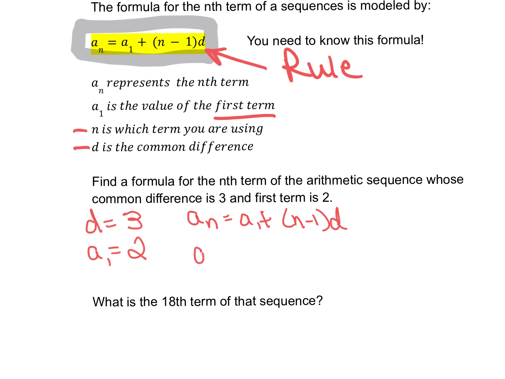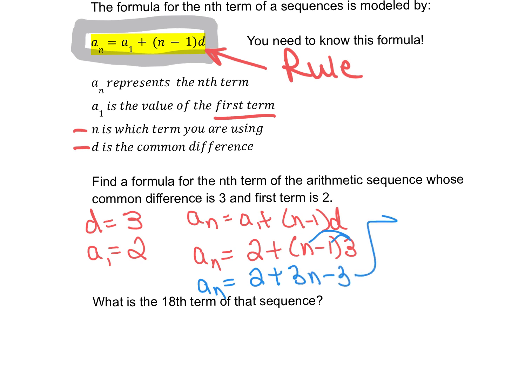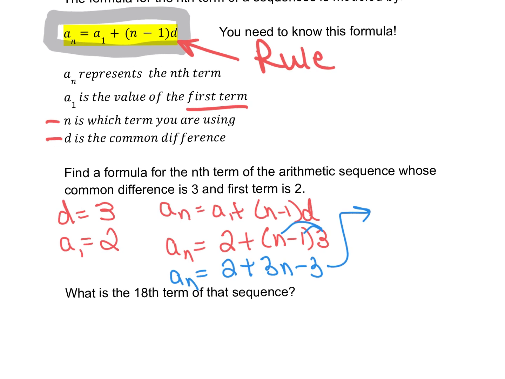So I know my first term is 2. I don't know anything about n, so I'm going to have n minus 1, and then my difference is 3. And to simplify it, I'm going to distribute that 3 into my parentheses. So I'm going to have a sub n equals 2 plus 3n minus 3. And when I combine my like terms, my rule is a sub n equals 3n minus 1.